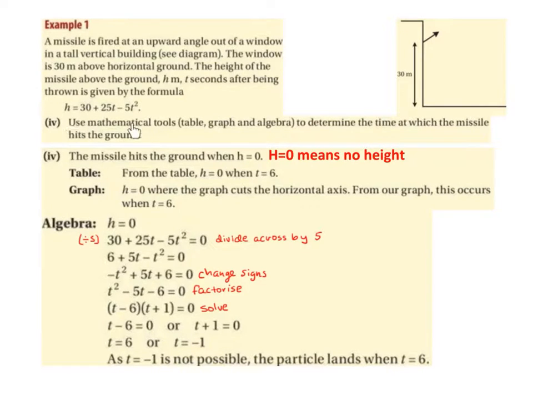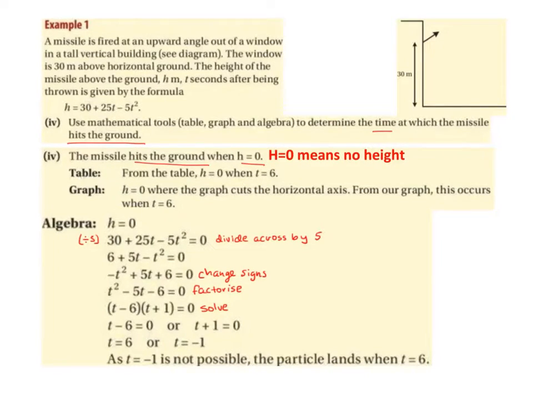Part 4. Use mathematical tools, table, graph and algebra to determine the time at which the missile hits the ground. The missile is going to hit the ground when h equals 0, because if h is equal to 0, it means it has no height. So if the missile has hit the ground, h will be equal to 0. There will be no height.